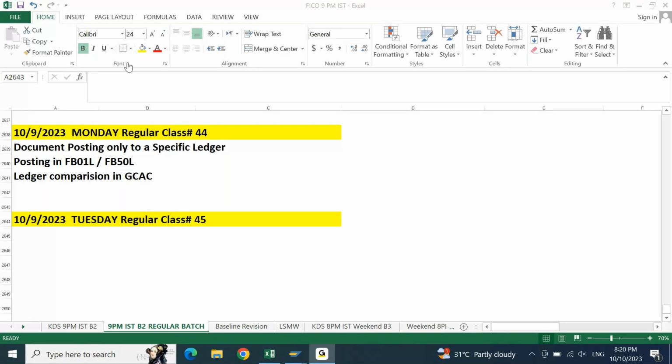Yes, Swarna. Hello, good evening, Ajay. Good evening. First thing, why will the end user post in this transaction? In what type of scenario will they post a ledger specific entry?